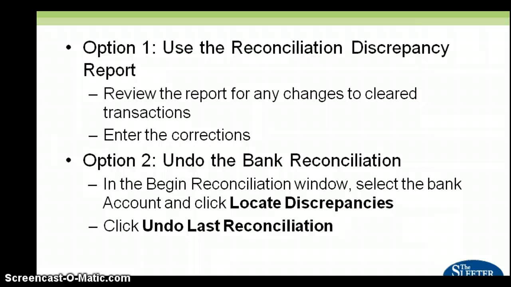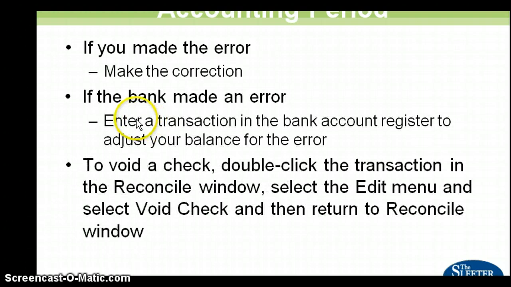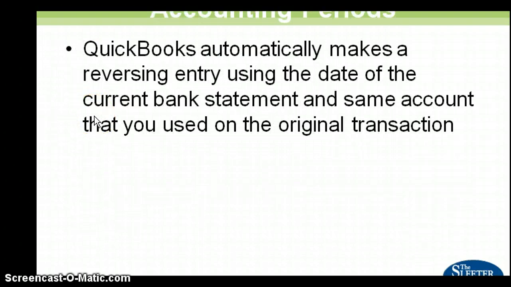If you really feel that the reconciliation is inappropriate or just wrong and you can't fix it, QuickBooks does allow you to undo what you've done. By doing that, you just click on Undo Bank Reconciliation. If you make a mistake, you fix it. If the bank makes a mistake, you put it on your transaction register and adjust to the bank balance, and then reverse it when the bank corrects it. But again, I think it's all about your own internal controls.